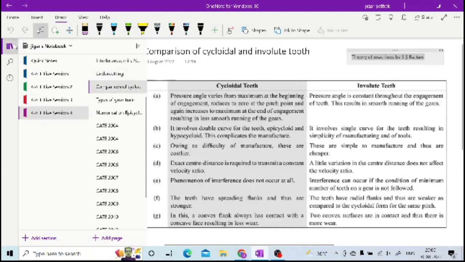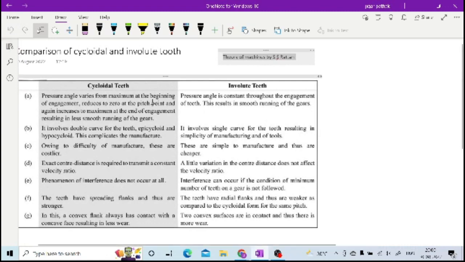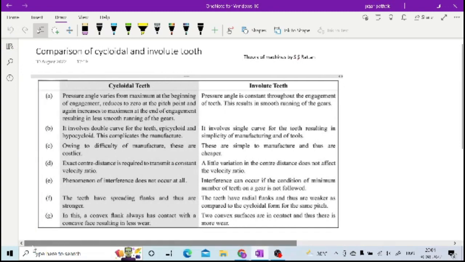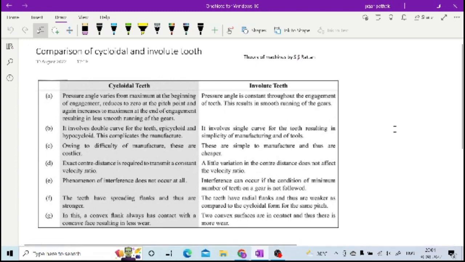Right? Now there are different profiles used to make gear teeth, right? So these are the two most studied and discussed profiles for making gear tooth, cycloidal and involute, right? So here in cycloidal tooth, you are having pressure angle varies from maximum at the beginning of engagement and reduces to 0 at the pitch point, and again increases to maximum at the end of engagement, resulting in less smooth running of gear, because in involute you are having constant pressure angle throughout the engagement of teeth, right?